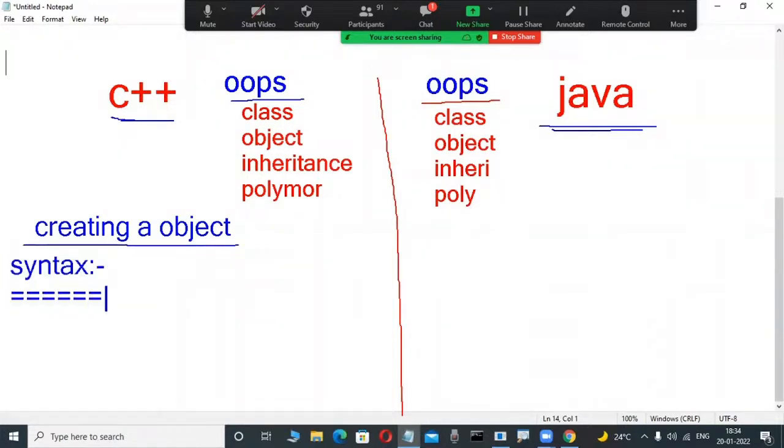Suppose, what is the syntax they are giving in C++? Class name, space, object name. Slowly observe here, this is the only difference. This is the syntax to create an object from a class in C++.